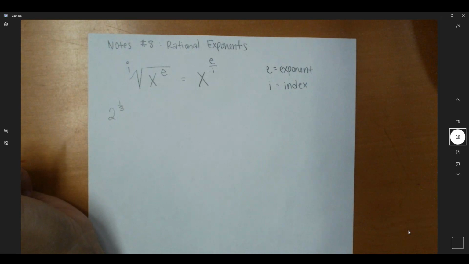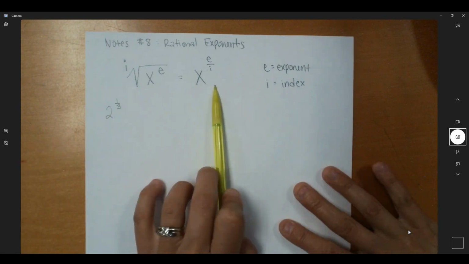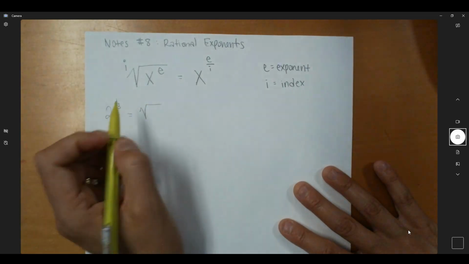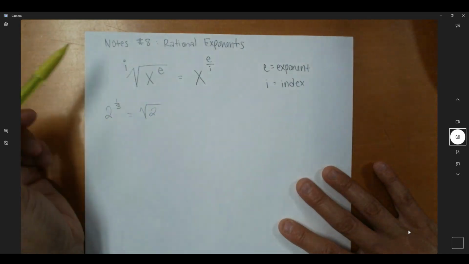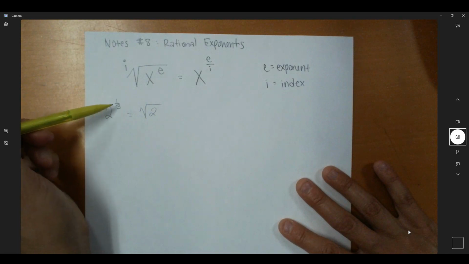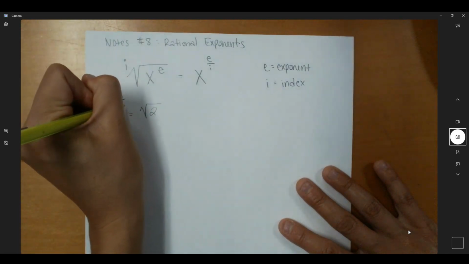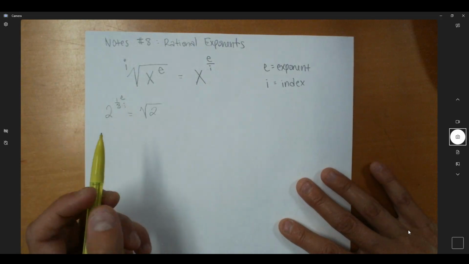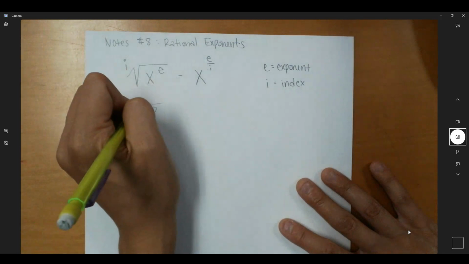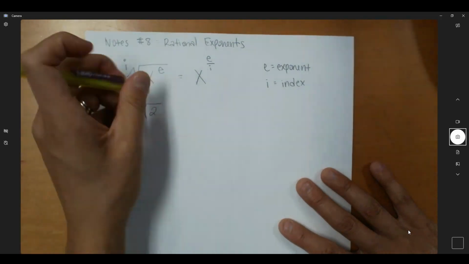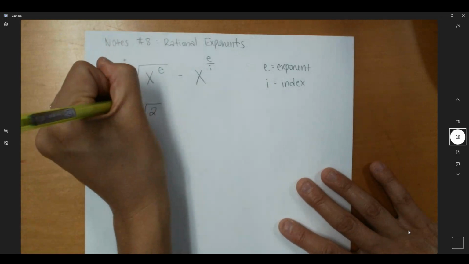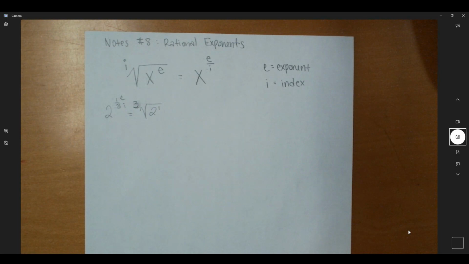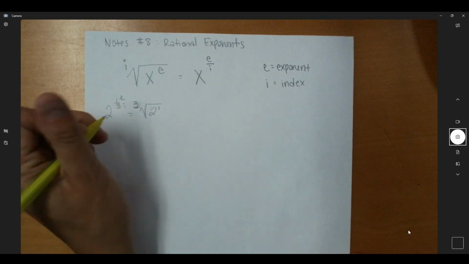All right, so 2 to the 1/3. So we're going to go this way first. When we write it, we're going to have our radical. The base is the same, and then it's E over I, so exponent over index. So this is our E, this is our I. Our exponent's 1, so you don't necessarily have to write 1. You can if you want to, but our index is 3, so that would go here. Again, if you want to write 1, you can, but it's not necessary. And that's it. It's really simple.